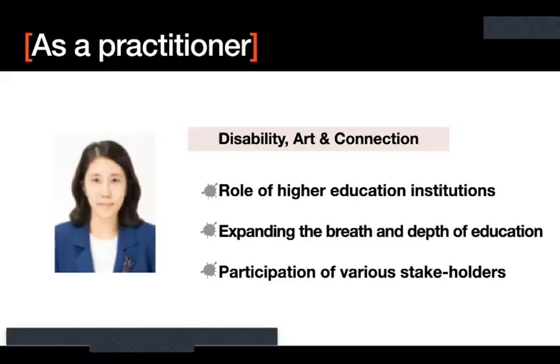감사합니다. Jinhee shared her experience as a kind of overall organizer of our program. So in order to make it happen, she had to work with various stakeholders. So she said in Korea, the special education in art is mostly conducted by small private institutions or welfare institutions. So it's very hard to receive more professional art education. So we are trying to take our responsibility as a higher education institution to provide more advanced professional art experience for those students.